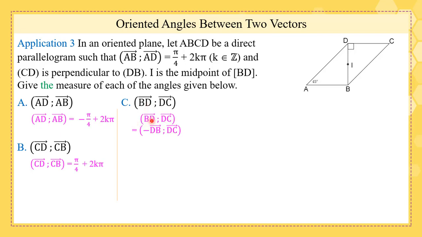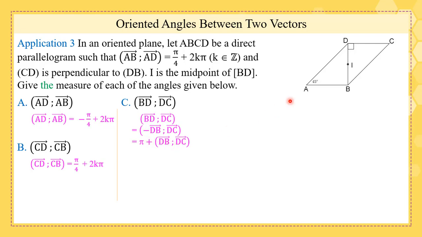If I want to flip the two letters here, I apply Chasles's rule. So BD is minus DB, and this is DC. Now we begin with the same letter, but we have to eliminate this minus. And we saw in the properties that to eliminate the minus, we add a pi. So this becomes pi plus (DB, DC).